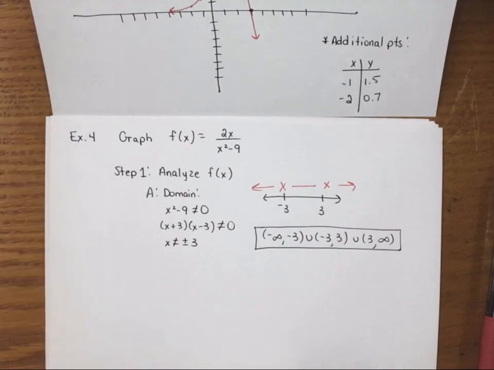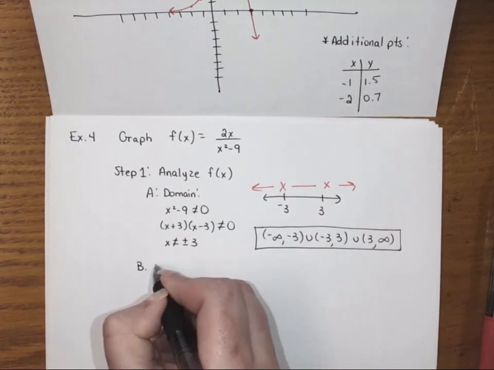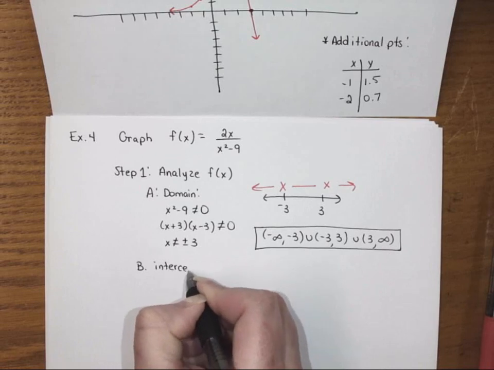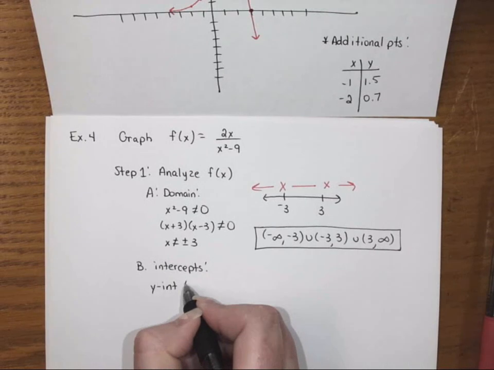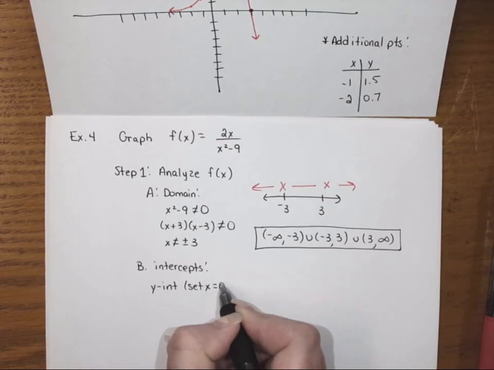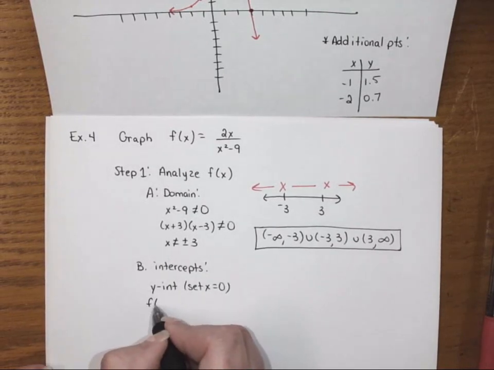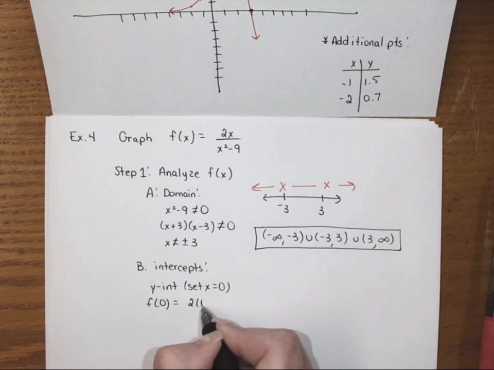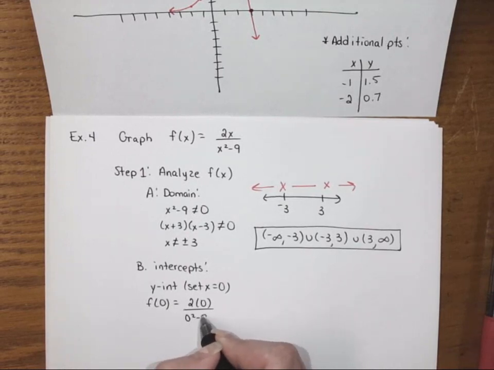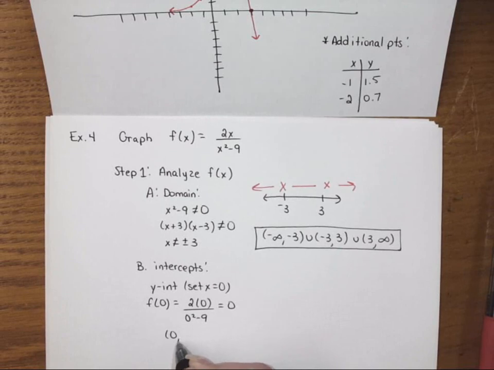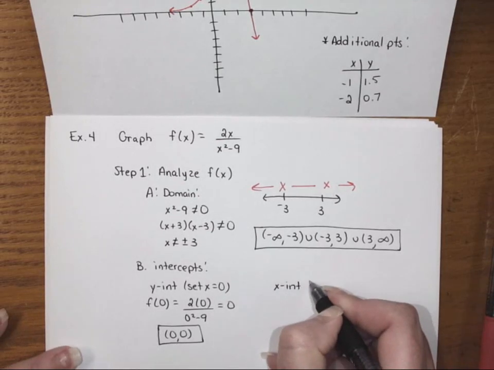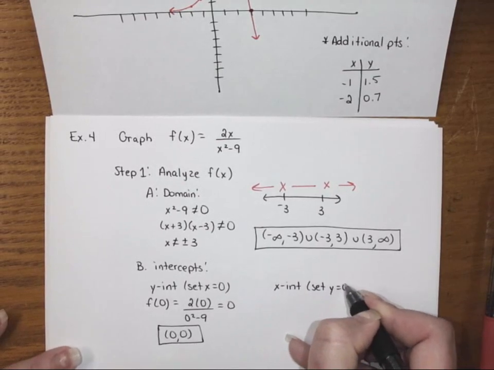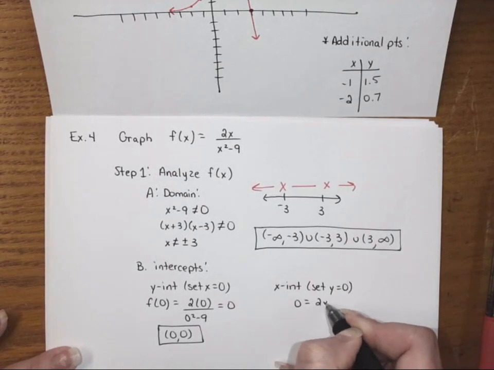Okay. All right. Part B is to find any intercepts, if we can. Okay, so first let's start with the y-intercept. We always remember set x equal to 0 to find the y-intercept. So we would find f of 0. So we get 2 times 0 on top over 0 squared minus 9. So we end up getting 0, or just the point (0, 0). Okay. For the x-intercept, we'll set y equal to 0. So 0 equals this fraction.